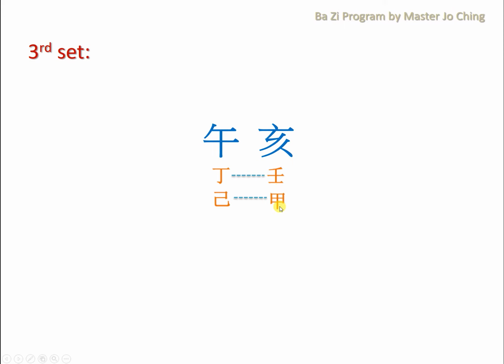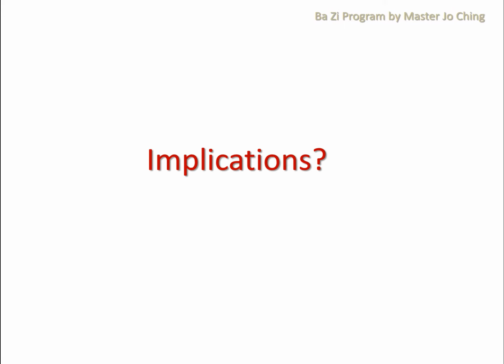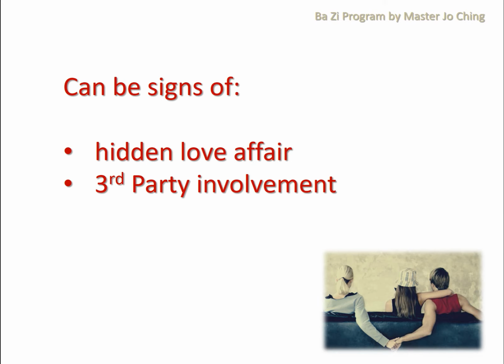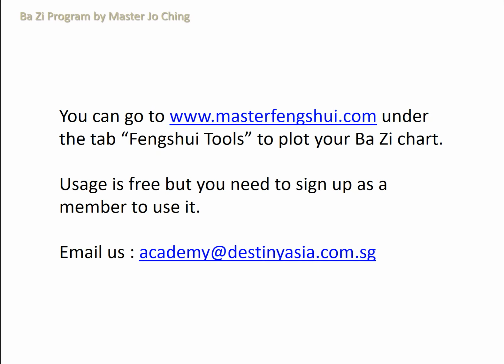Okay, so you ask me, what's the implications? The implication is like this. It can be a sign of a hidden love affair, for example, because everything is combining, secretly combining underneath, without people seeing, without people knowing. All right? It can also imply a third party involvement. Okay? So, this is basically what I want to share with regard to today's topic.